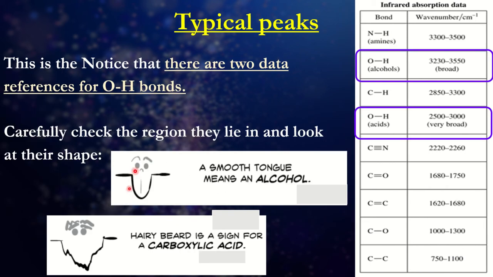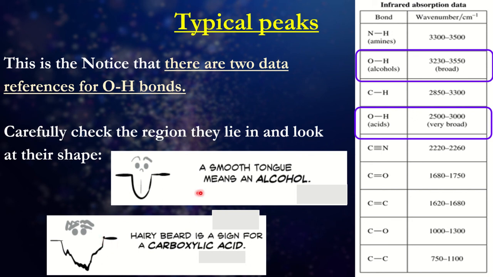If we actually have a look, there are two references of the hydroxyl groups. One will represent the alcohol. We tend to want to say the smooth tongue on the infrared spectra represents the alcohol. The hairy beard represents our carboxylic acid. Obviously, if you want to work out if it's carboxylic acid, you'll also need to work out if there is the other functional group, the other carbon-oxygen group there as well.